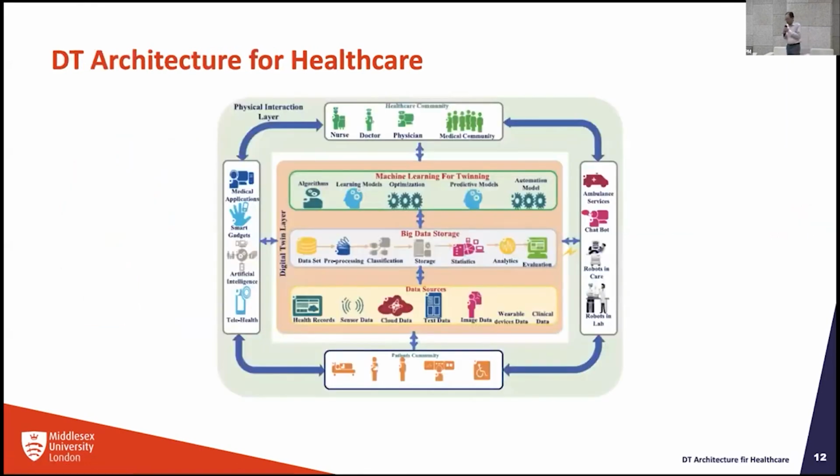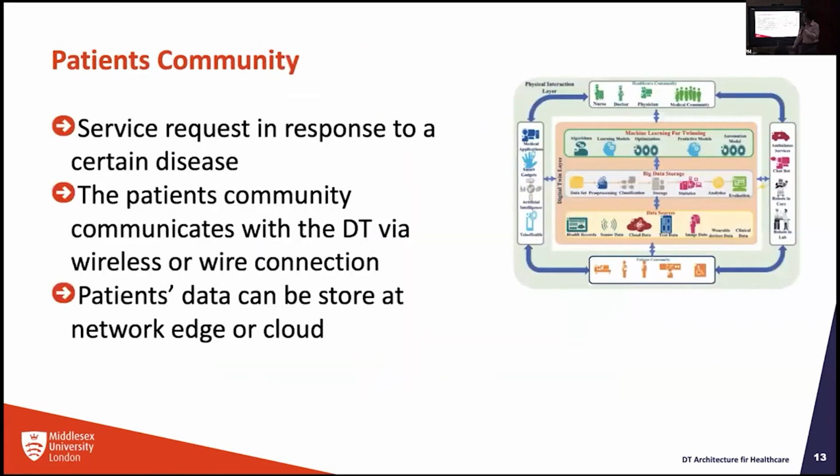Right, here I would like to present an architecture for healthcare. So the circle: we have a physical interaction layer here, which represents the patient communities and healthcare communities, and they physically interact with each other via devices and equipment, for example, ambulances, gadgets, health, or for example, medical applications. Yep. And we have a virtual copy of that in the middle here, which is the digital twin. If you could go to the next page, please.